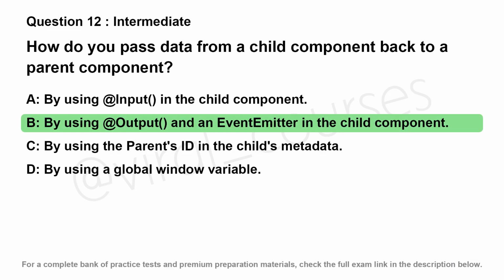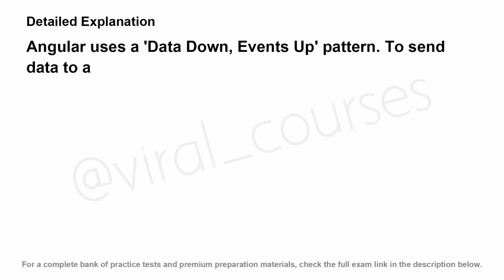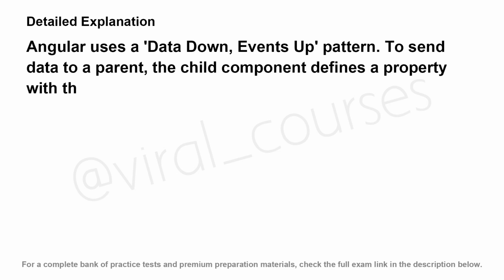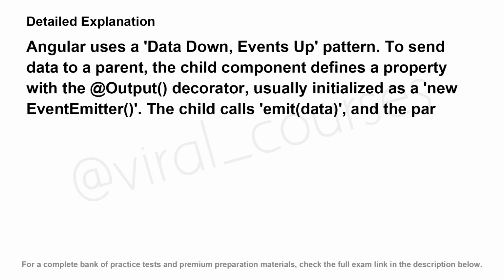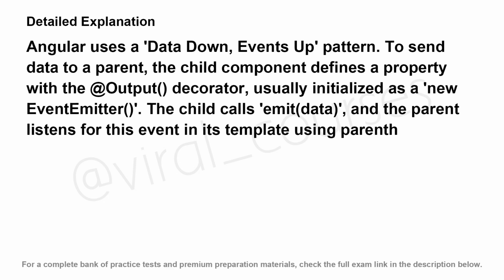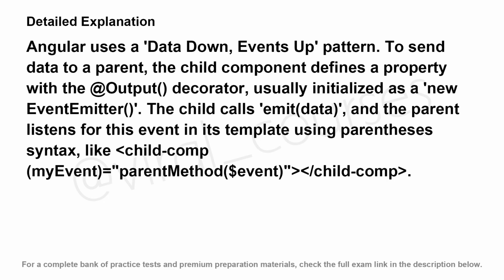The correct answer is B. Angular uses a data down, events up pattern to send data to a parent. The child component defines a property with the @Output decorator, usually initialized as a new EventEmitter. The child calls emit('data'), and the parent listens for this event in its template using parentheses syntax, like <child-comp (myEvent)="parentMethod($event)"></child-comp>.